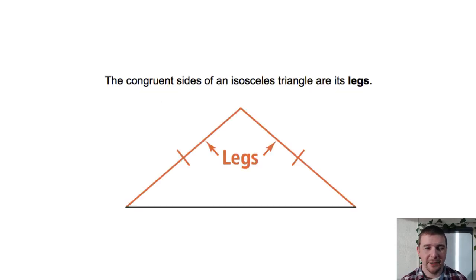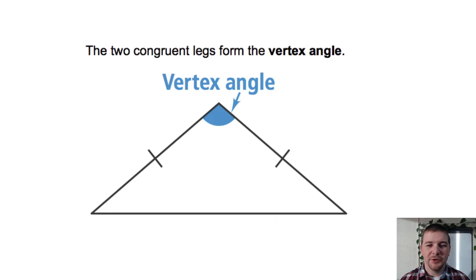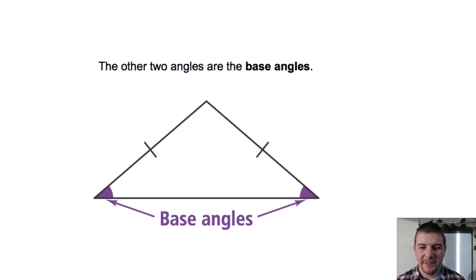Vocab and a nice diagram to go with it. The congruent sides of an isosceles triangle are its legs. The third side is the base. The two congruent legs form the vertex angle. The two other angles are the base angles.